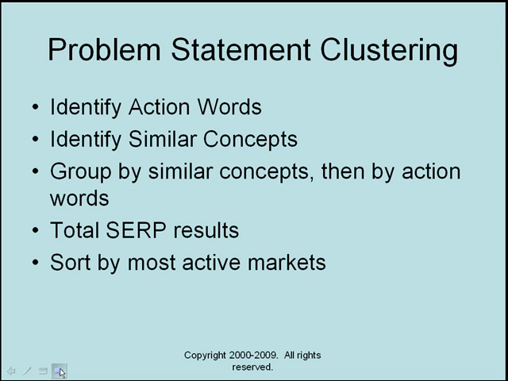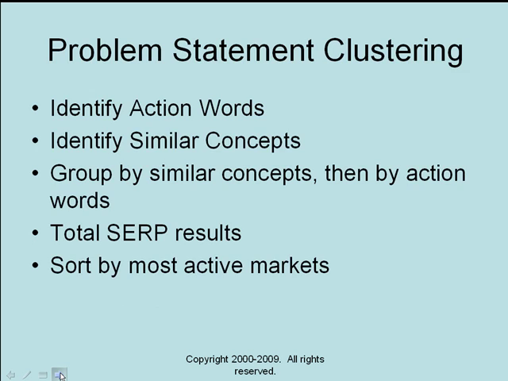So again, you'll start with identifying your action words, then you'll identify similar concepts, you'll group by similar concepts, then by action words, and then we're going to look at our total search result page. Sort by the most active markets, and then and only then can we start identifying what markets we actually have available to us.